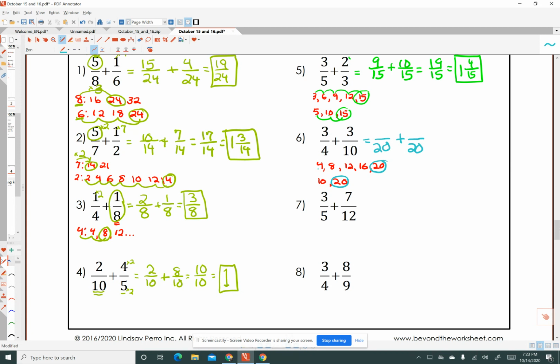So 4 times 1, 2, 3, 4, 5 is 20. So 3 times 5 is 15. And 10 times 2 is 20. So 3 times 2 is 6. Keep our denominator, add the numerators. 15 and 6 is 21. And that's easy to see, that's one whole with 1/20th left over.